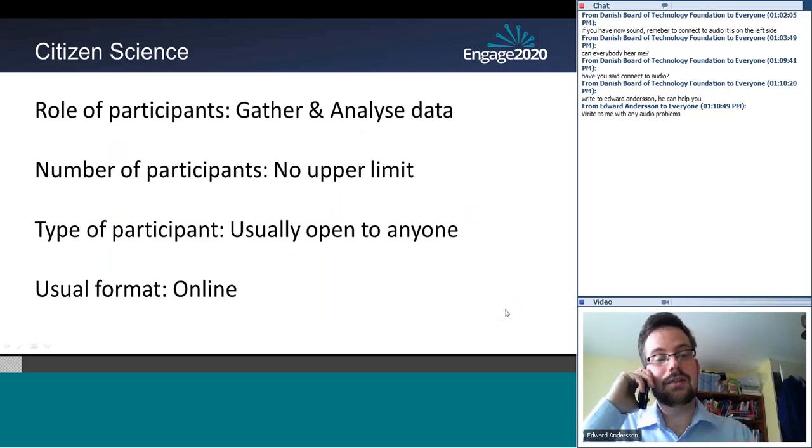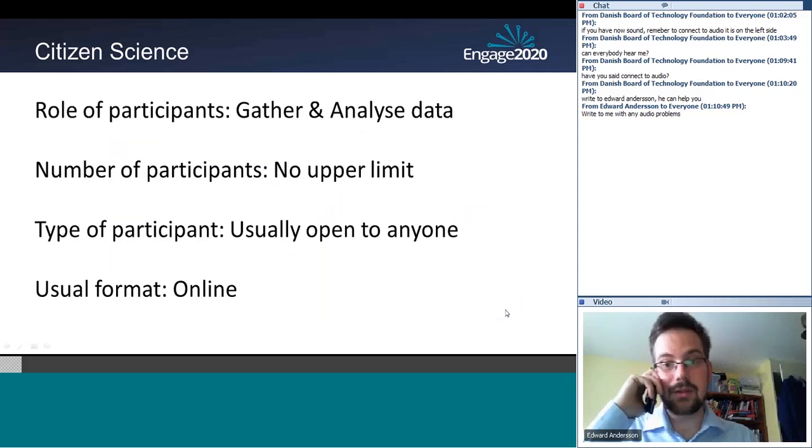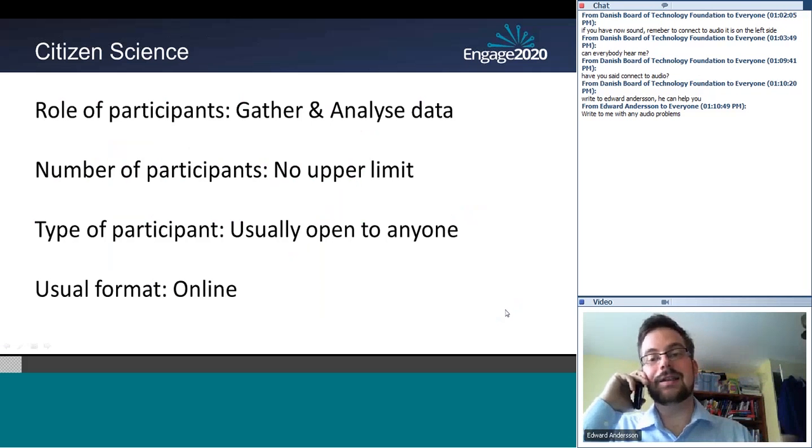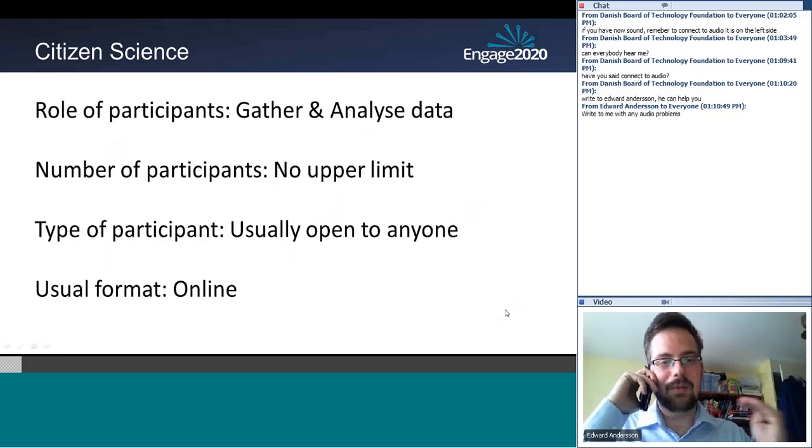So citizen science, which we've talked a lot about, Snapshot Serengeti, for example. There the role of participants is to gather and analyze data. The methodologies there really excel at that, but they're not very good at other things. Another nice function is that there's no real upper limit to the number of participants in an online citizen science process, except possibly server space. But Zooniverse has 1 million users. That's a big upper limit.